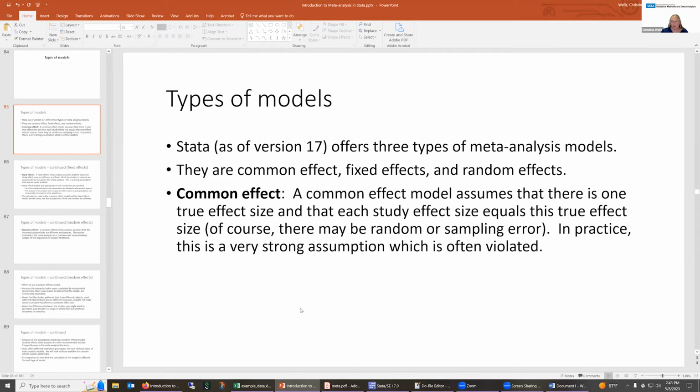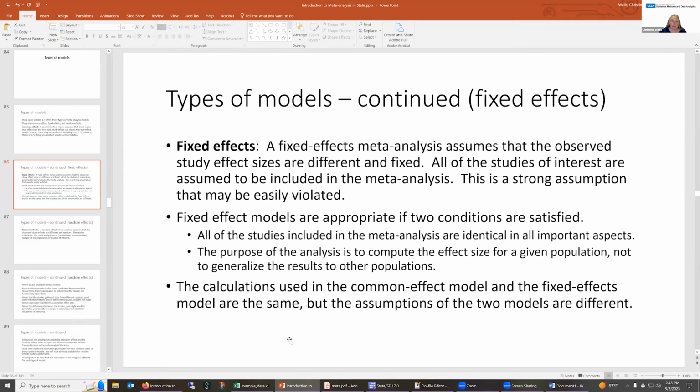That's a super strong assumption, but this does exist, and you need to know that it exists because other things are variations on this theme. Okay, your fixed effects meta-analysis assumes that the observed study effects are different, but they're fixed. All of the studies of interest are assumed to be included in the meta-analysis. Ouch, that is a super strong assumption, and you can imagine how easily that would be violated.